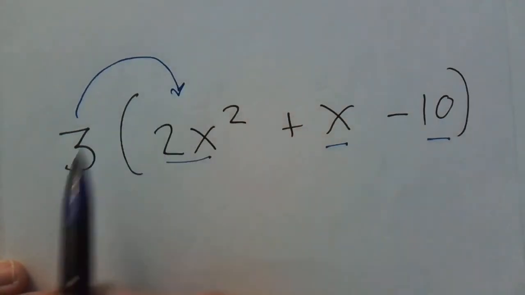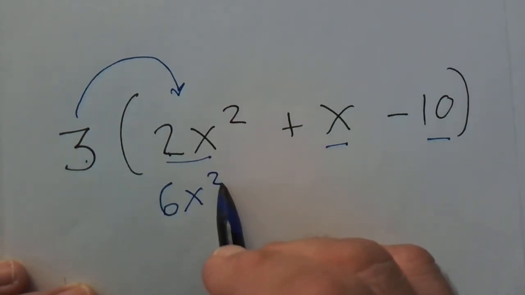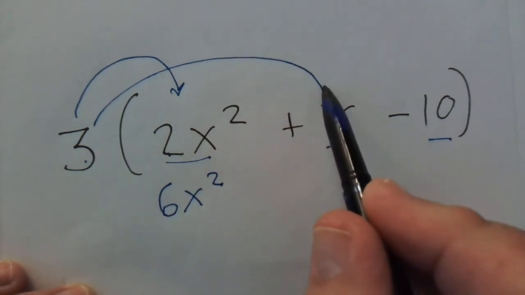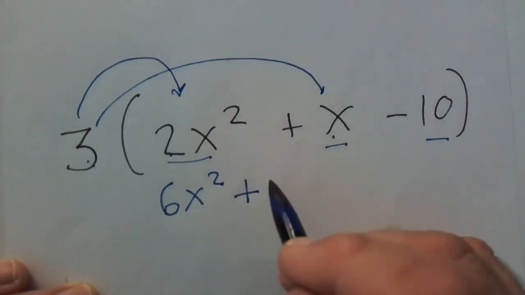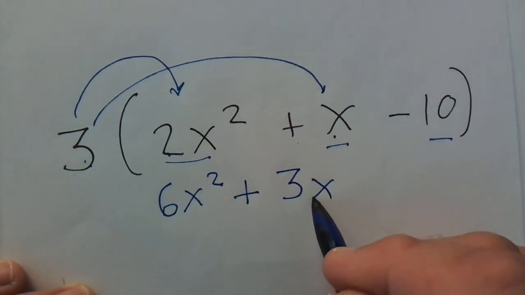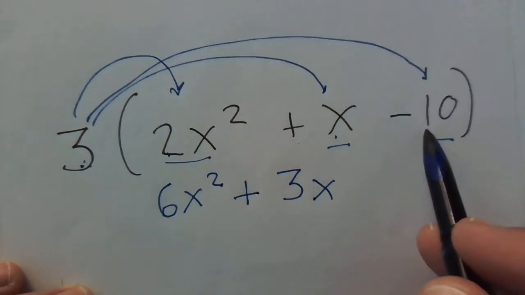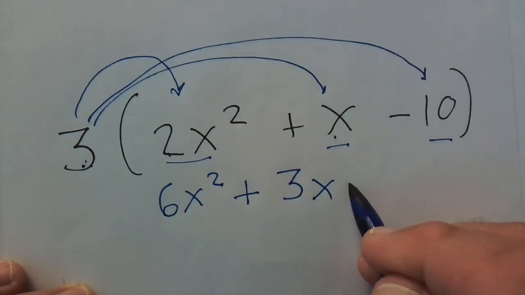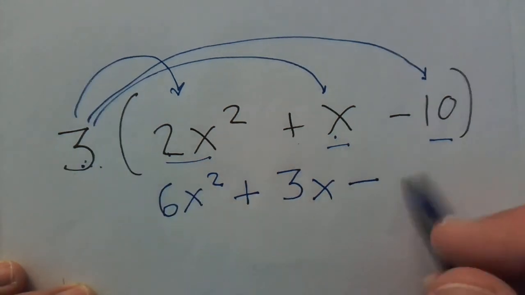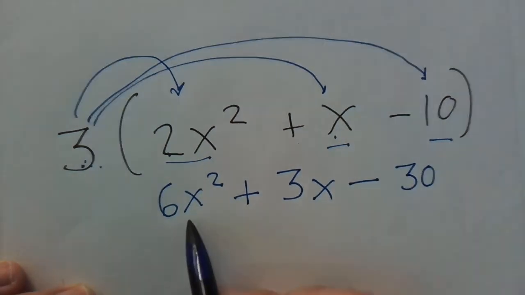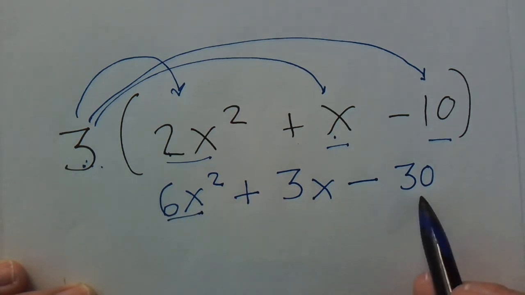So I tossed it over the wall. So 3 times 2 is 6x squared. I'm going to toss it over the wall over here, and I've got a positive times a positive, so I know this is going to be a positive. 3 times x is 3x. Toss it all the way out here. I've got a positive 3 times a negative 10, a positive times a negative. Anytime the signs are opposite when you're multiplying, you wind up with a negative answer. So 3 times 10 is 30. So in this case, our final answer is also a trinomial, 6x squared plus 3x minus 30.